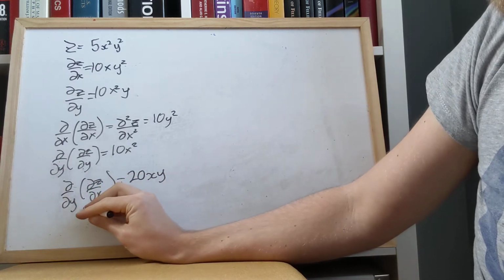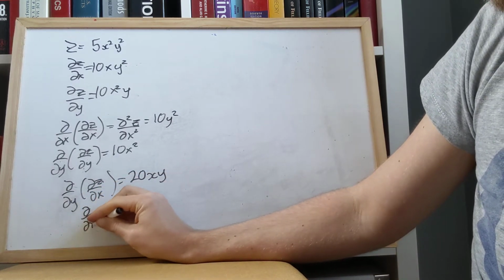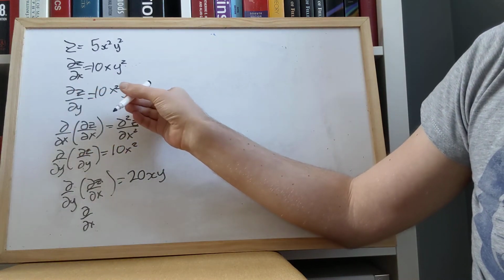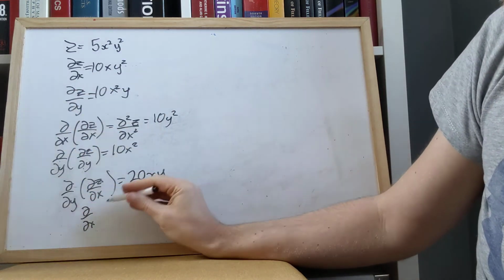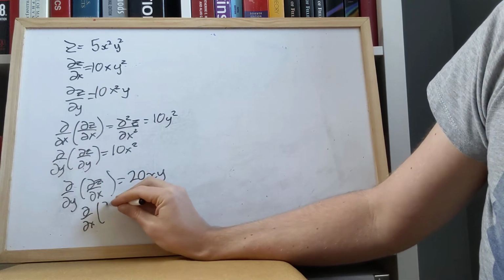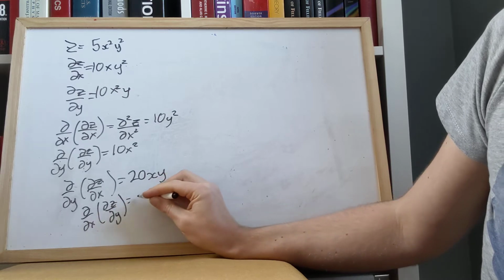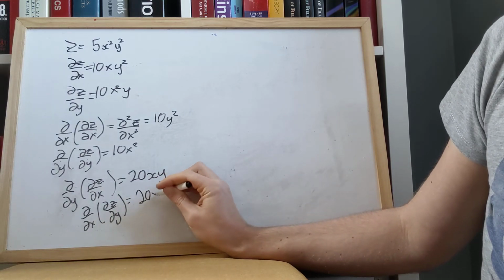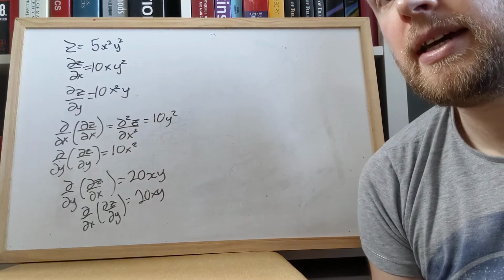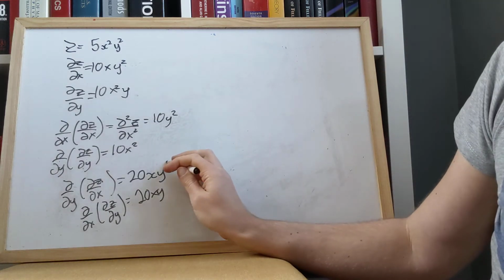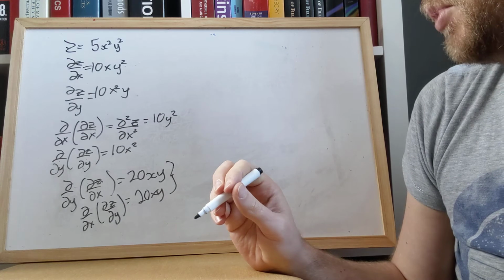And if I did the same sort of thing here, so I took this expression, dz by dy, now differentiated with respect to x, then I get 20xy. And what you notice is that we've got the same answer. Okay, so 20xy in both cases.